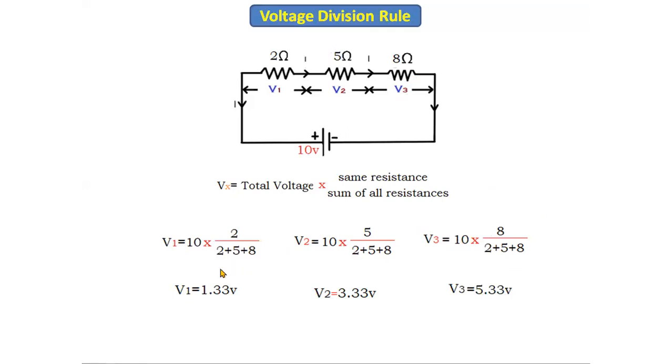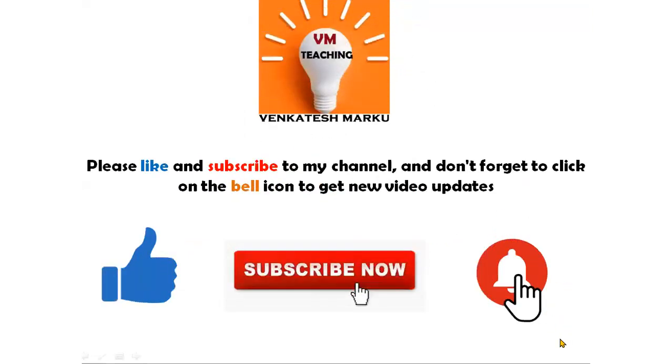Like this, we can find V1, V2, V3, the voltage across each and every resistor, that is, the dividing voltage or voltage drop. We can find it with this voltage division rule. This is the procedure to find the voltage drops. In series, voltage divides, and those dividing voltages we can find by using this formula. This is about the voltage division rule. In the next class, we will discuss further formulas and problems about voltage division.